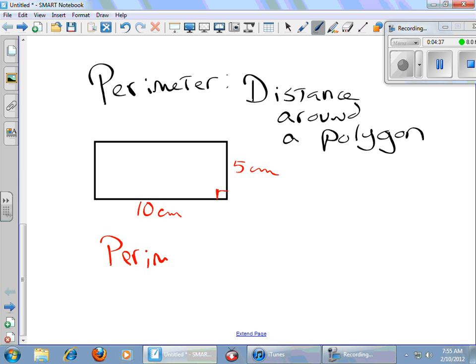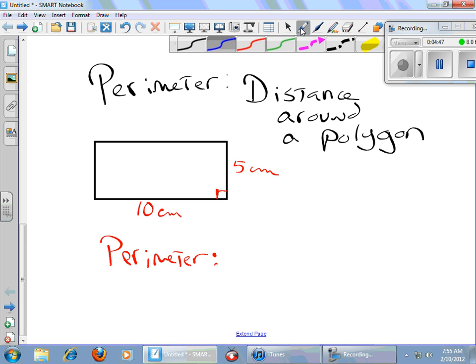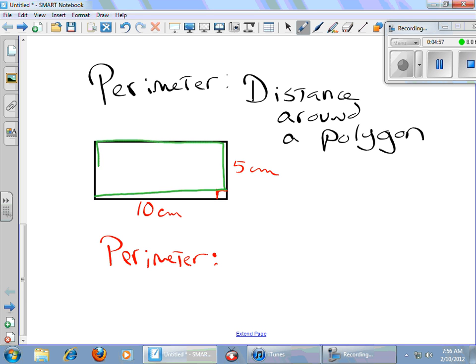All right, the perimeter. Now, before you try to tell me it's 15 centimeters long, please remember the perimeter is the distance around the entire polygon. You have to walk around the polygon. So let's take a walk. How far have we walked? 10 plus 5 is 15, plus another 10 is 25, plus another 5 is 30. So the perimeter of this is 10 plus 5 plus 10 plus 5, which is 30 centimeters.